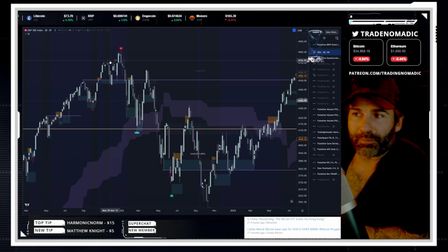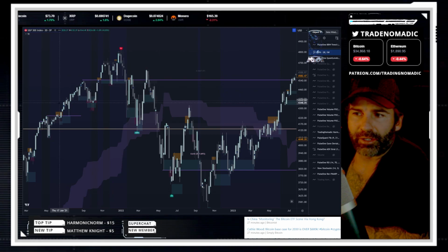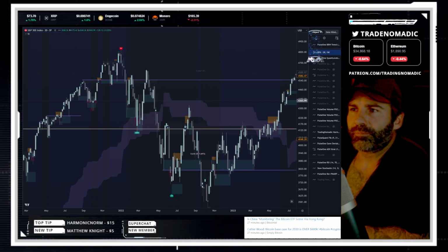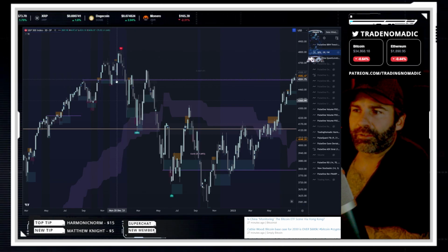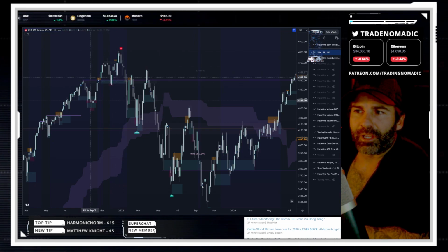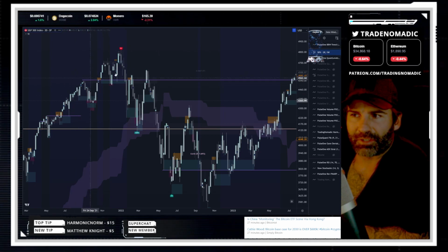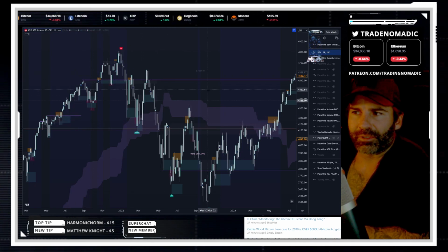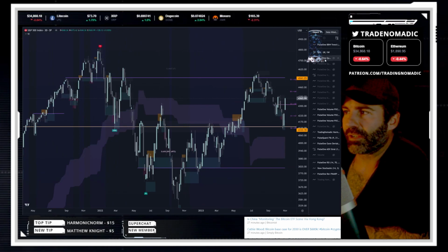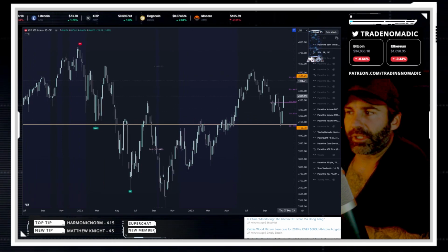The gray boxes are resistance, green are support, and then these red and orange are upthrust and downthrust levels. Those you would trade like inflection zones. And then the other ones are hard support and hard resistance levels. So you trade these differently, but they're both there. There's a whole bunch of stuff in that indicator that I will go over separately in a different video.